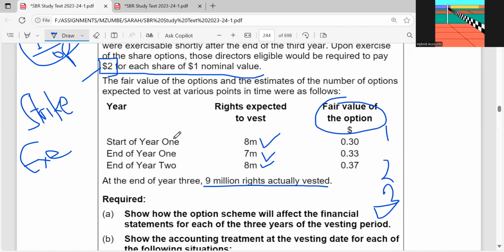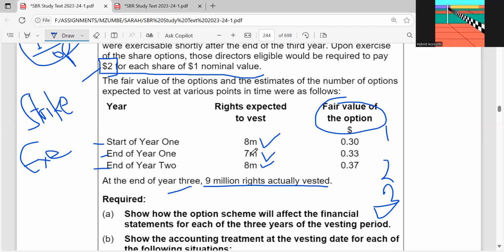Now, be careful, my friend. I told you, you do this at the end of each year. Here, they wanted to confuse you. They told you start of year 1. We deal with the end of each year. So you deal with the end of year 1, end of year 2, and here, end of year what? Year 3. Be very careful.